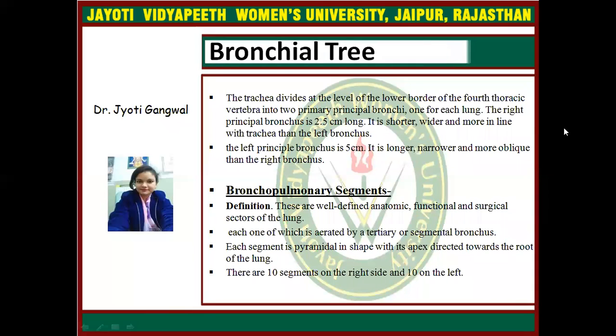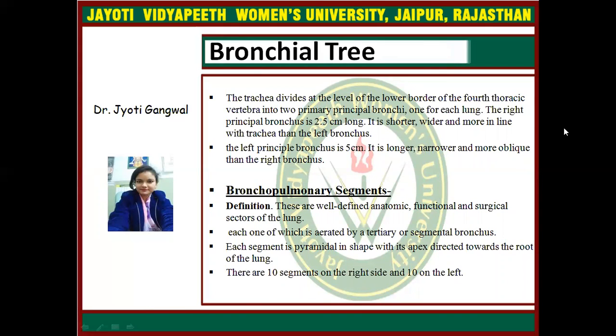Now the bronchial tree. The trachea divides at the level of the lower border of the fourth thoracic vertebra into two primary principal bronchi, one for each lung. The right principal bronchus is 2.5 centimeter long. It is shorter, wider, and more in line with trachea than the left bronchus. Left principal bronchus is 5 centimeter. It is longer, narrower, and more oblique than the right bronchus.